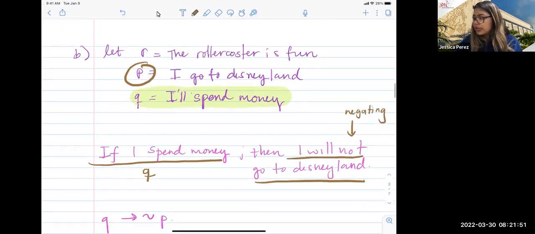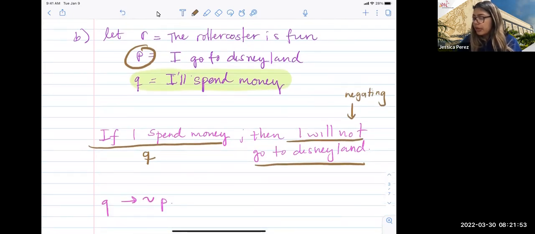So then this means Q implies not P. If Q, then not P.